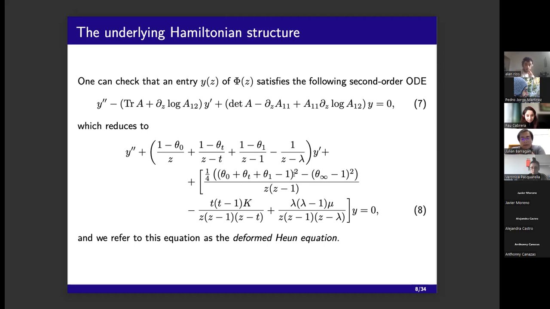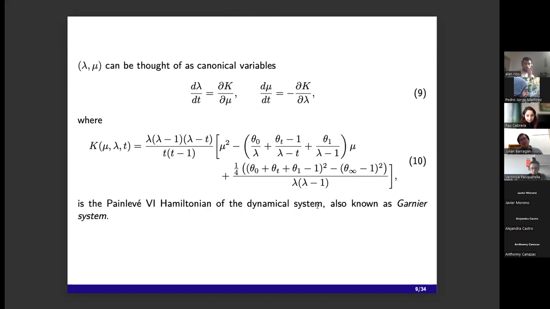Furthermore, k, lambda, and mu will have an algebraic structure. They can be thought of as canonical variables, where mu is the canonical variable conjugate to lambda. So we can define a Hamiltonian system where k is essentially the Hamiltonian of the Painlevé 6. Instead of having the Painlevé 6 equation, we can just write this Hamiltonian system, and this is known as the Garnier system. So the idea is that we are going to give initial conditions to this dynamical system.